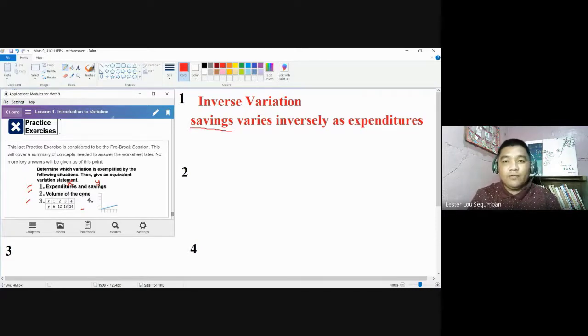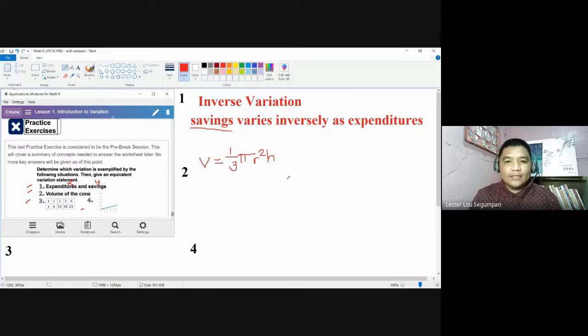Number two talks about the volume of the cone. When you look at the given, we cannot immediately determine the variables representing the situation. We need to analyze first what variables are present in determining the volume of the cone. The volume of the cone is given as 1/3 pi r squared h. Again, the volume of the cone is 1/3 pi r squared h.